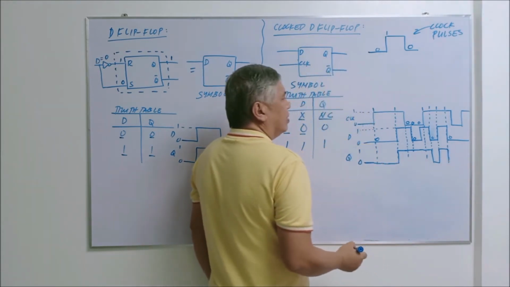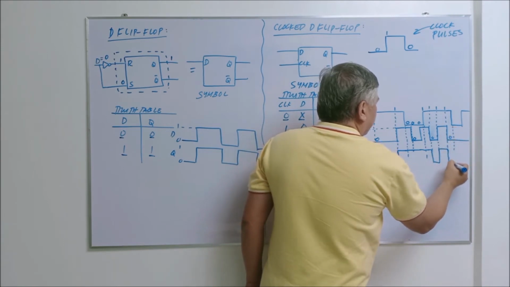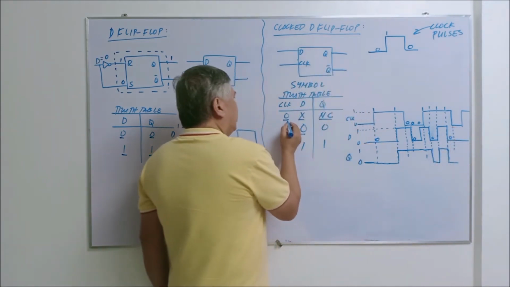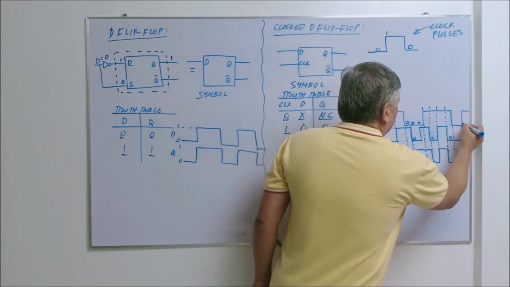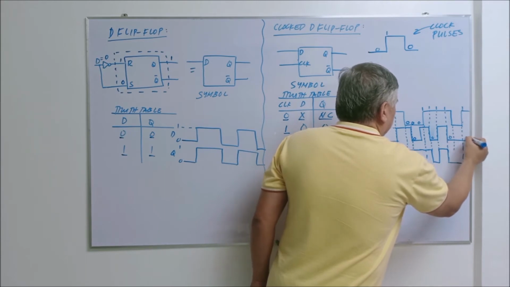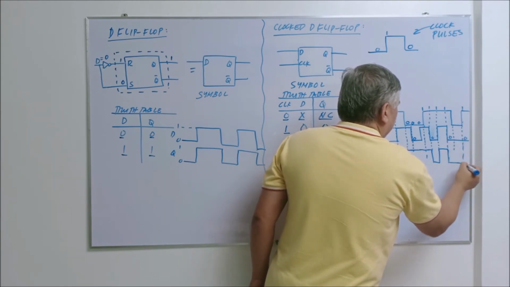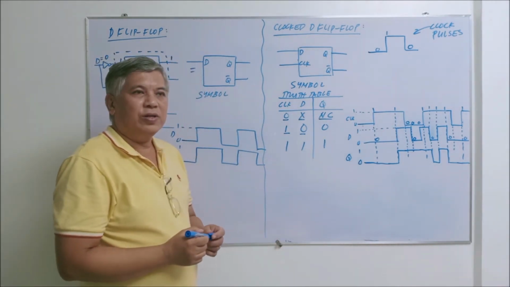D implies Q. Clock is 1, D 0, 0. Like that. Then, here, your clock goes to 0. As long as clock is 0, no change condition. Then, here, clock goes to 1. D is still 0. The output remains 0. That will be your Q.